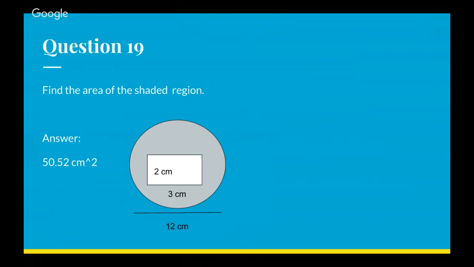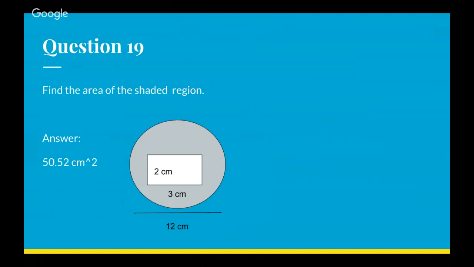Now, if it wanted you to find just the area of the white rectangle, you wouldn't worry about the circle. You'd multiply 3 times 2, which would give you 6 centimeters squared. So just make sure you read the question. If it wants the area of the shaded region, subtract out the rectangle and you'll get whatever is left. In this case, it's 50.52 centimeters squared. Like I said, there's one question like that.